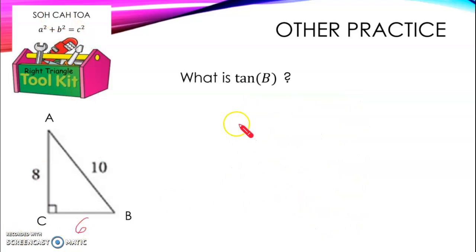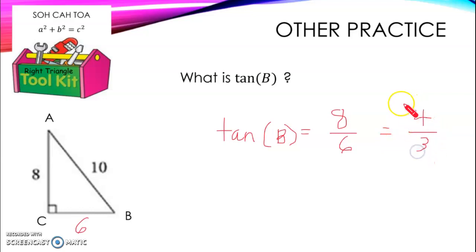So to figure out what tangent is, remember tangent is opposite over adjacent. And so that means tangent is going to be 8 over 6. And they do oftentimes like you to reduce your fraction as much as you can. So 8 over 6, we can divide each of those by 2, and so we'll get 4 over 3, and that is tangent of angle B.